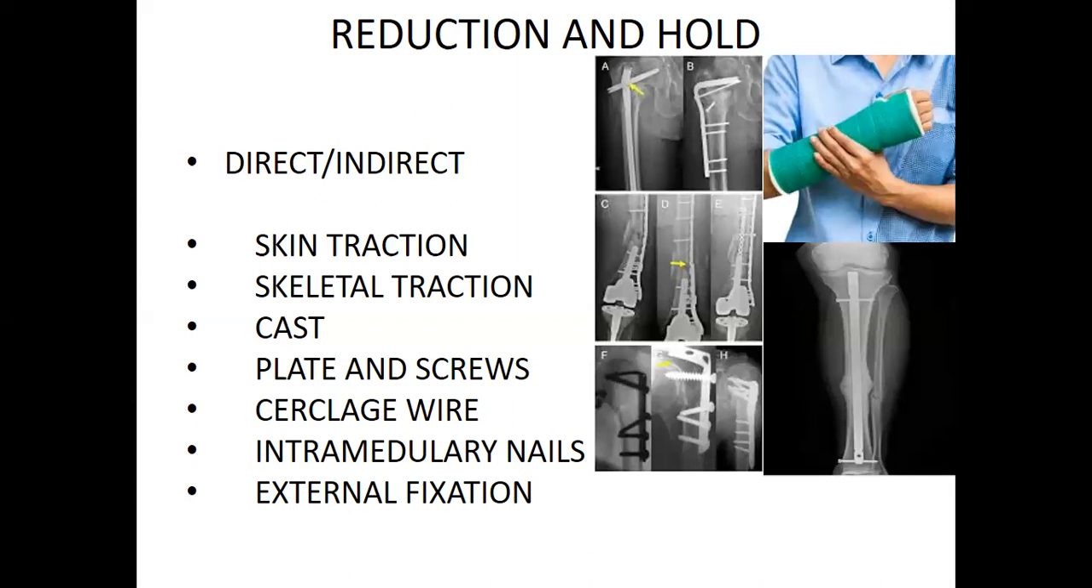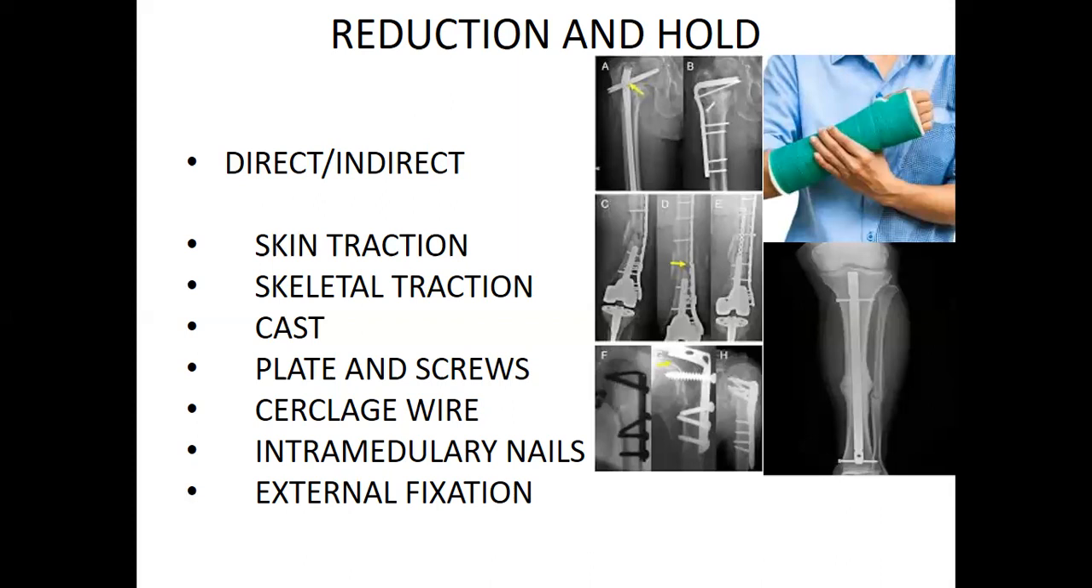A cast, okay? Or if you are operating, you either use a plate or a screw to hold it, or you use some wires, or you put in an intramedullary nail, okay? These are all options of holding what? A fracture. You can also hold a fracture externally by putting what? Your skin traction. For children, you can put a skin traction with weight. You put 10% of their weight, and that will give traction, okay, to the patient while his body serves as what? A counter traction.